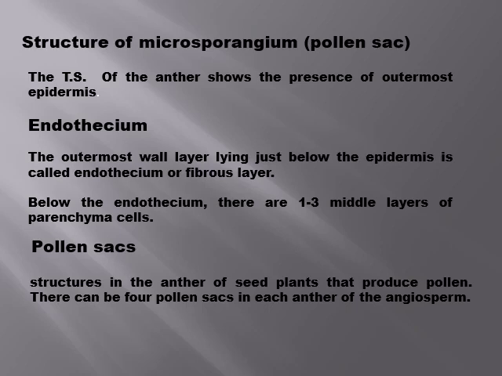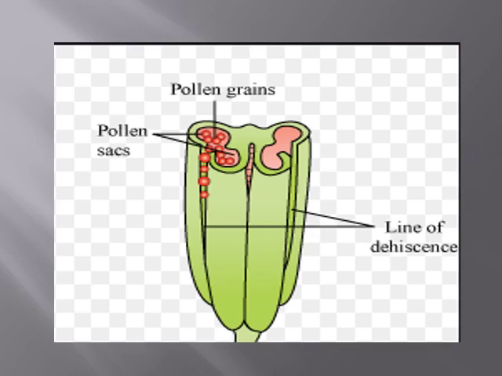There can be 4 pollen sacs in each anther of the angiosperm. So in angiosperms the anther comprises 4 pollen sacs that contain the pollen grains or the pollen. In the diagram you can clearly see the pollen sacs that contain the pollen grains, and the lines of dehiscence are clearly seen. So this is the structure of the pollen sacs.